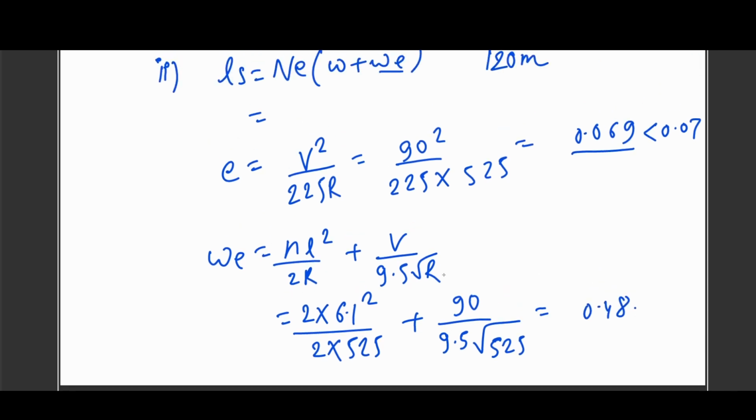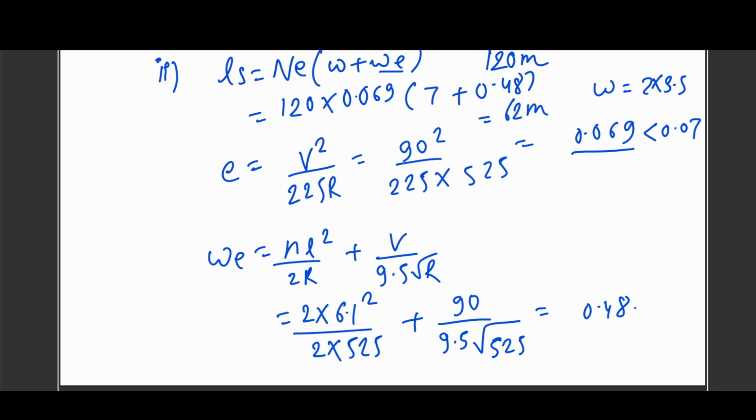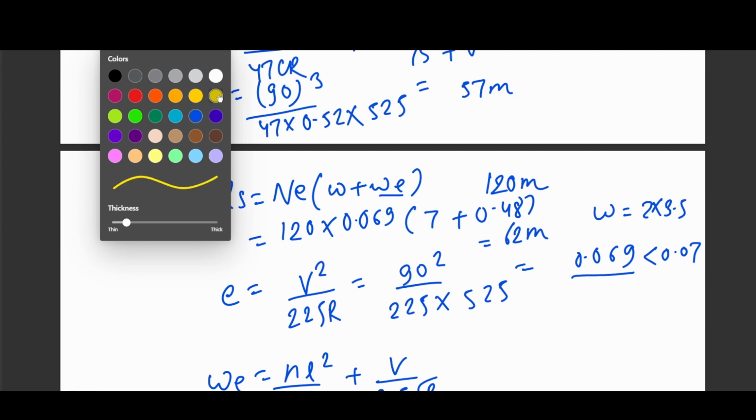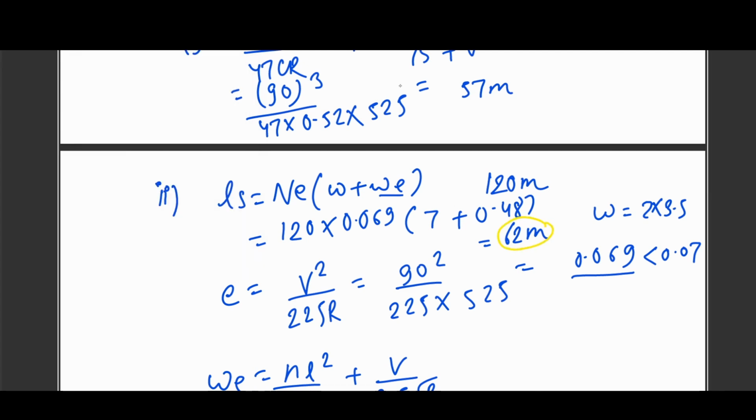So let's keep the value of e and W in this question. So 120 into 0.069 into the value of W, which means 2 lane highway, so 2 into 3.5, that is 7, plus 0.48. On solving this we get the value of LS as 62 meter. Let me highlight these two values. So further I need to check upon which value I need to calculate.